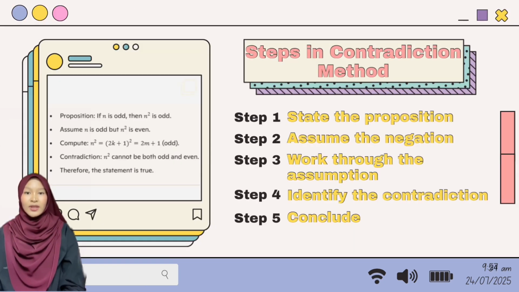These are the steps in the contradiction method. Step 1. State the proposition. Step 2. Assume the negation. Step 3. Work through the assumption. Step 4. Identify the contradiction. And lastly, Step 5. Conclude.